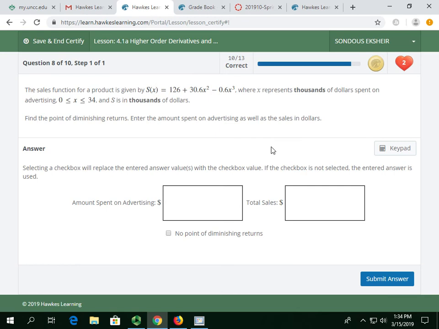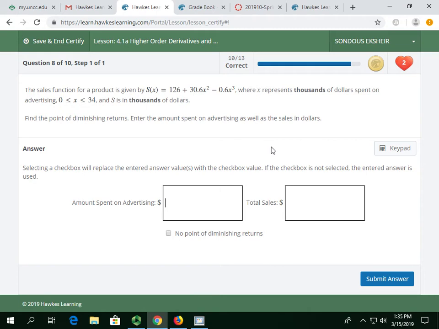Now we've got some word problems. Let's take a look at these guys. The sales function for a product is given by S of x. Let me write this down off the screen here. S of x is equal to 126 plus 30.6 x squared minus 0.6 x cubed, where x represents thousands of dollars spent on advertising, between 0 is less than or equal to x, which is less than or equal to 34, and S is also in thousands of dollars. Okay? Find the point of diminishing returns.